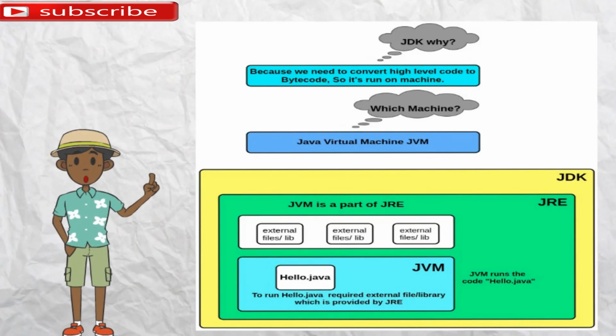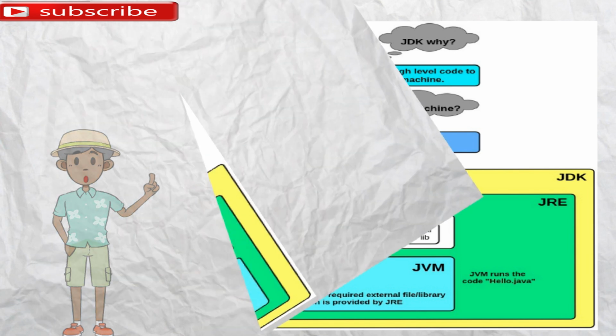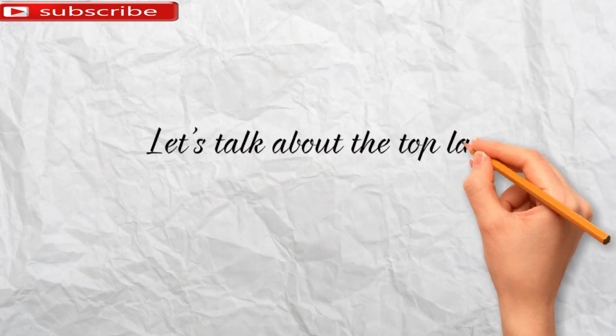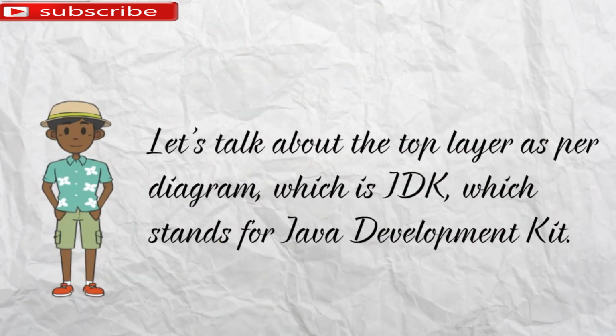As per this diagram, the first question that arises is, what is JDK, and why are we using JDK? Because we need to convert high level code into bytecode so it can run on our machine. Okay, then what is a machine? We have a machine called the Java Virtual Machine, which is the core. As per this diagram, you can say we have three levels. On top we have JDK, then we have JRE, and then the core, which is JVM. Let's talk about the top layer as per the diagram, which is JDK, which stands for Java Development Kit.